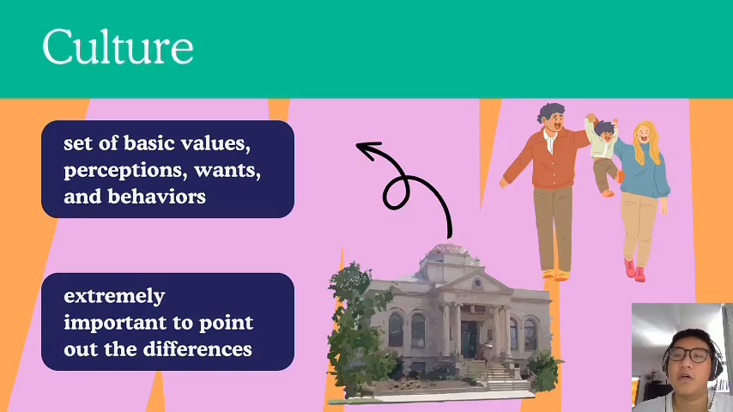So first of all, culture. The definition of culture is the basic values, perceptions, wants, and behavior learned from social interactions. So we have school, family, and institutions, and marketers have to point out the differences between them, because each culture has different needs and demands.